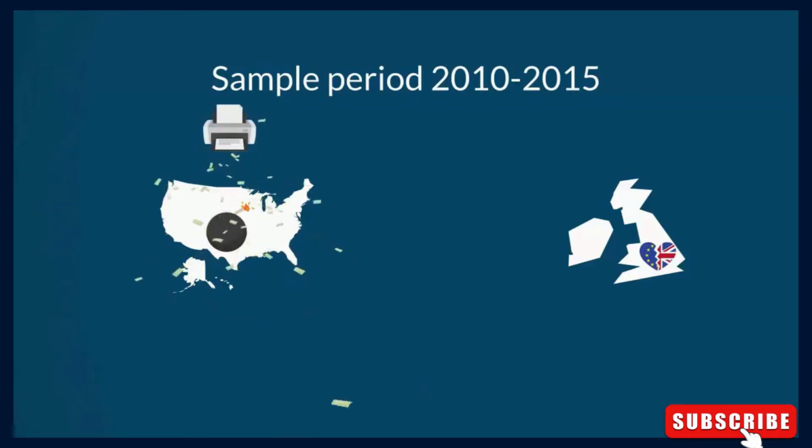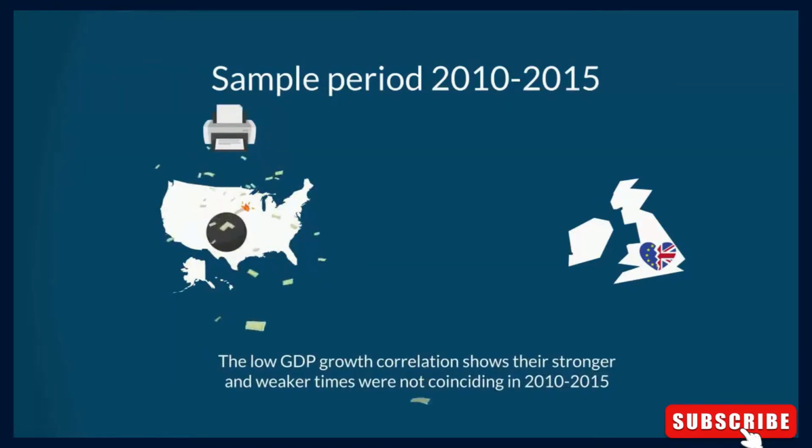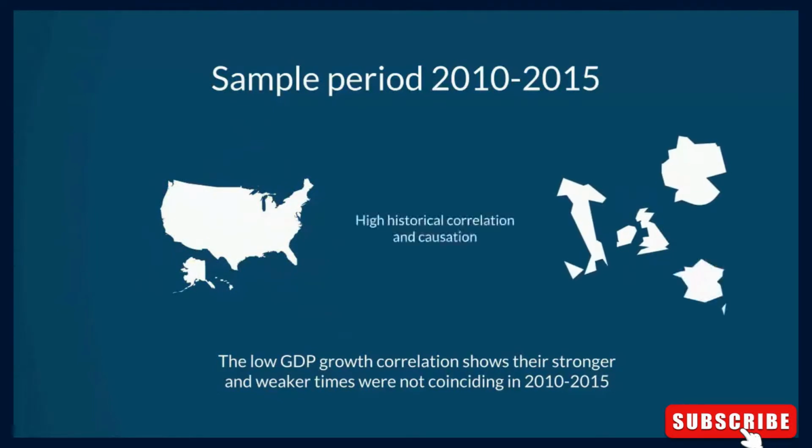As you can see, the low correlation does not mean one country was doing better than the other. It shows their stronger and weaker times were not coinciding in our sample period. However, history tells us that American and European historical growth rates have had a causal relationship because of trade, war, and movement of capital and labor.